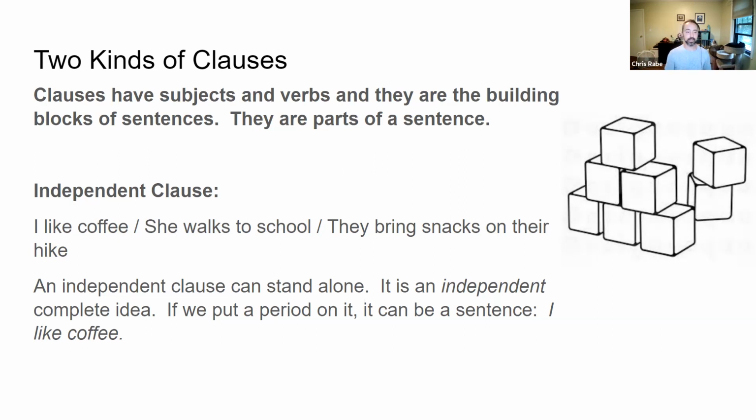It's an idea. If we put a period on an independent clause, it can be a sentence. For example, I like coffee, period. So it's important to realize an independent clause can be a sentence if we put a period. If not, if we add like a comma and something else, it can be just a part of a sentence. So here are independent clauses. Feel free to pause this video and think about it, and also pause this slide while you're working on the quiz.